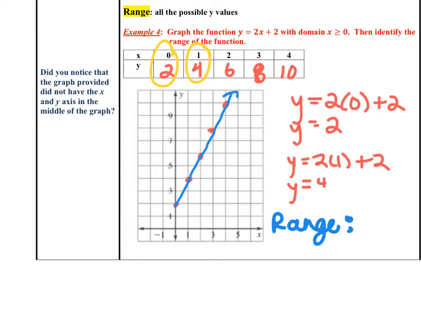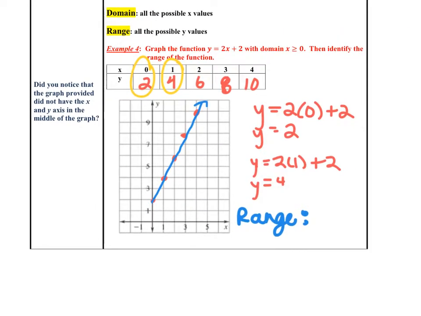How about Cora? What's my range? Where do my y values start? And where do they go? Infinity and beyond, right? So we can say that the y values are greater than or equal to 2. They include 2 and everything above that, but they don't go below that. So we have a restricted range as well.